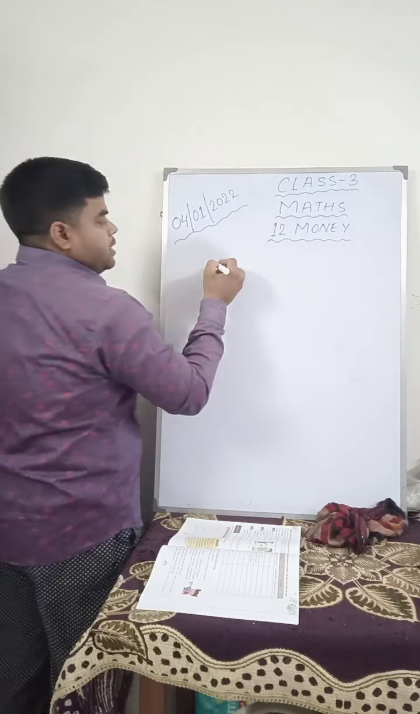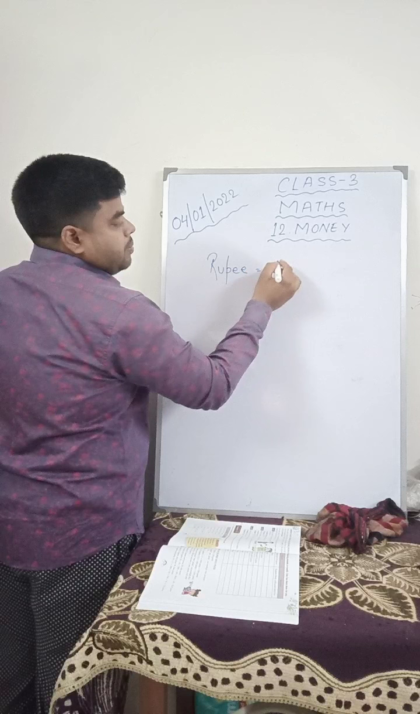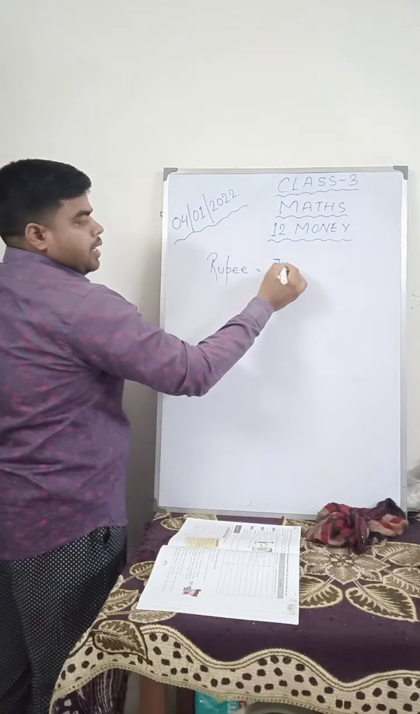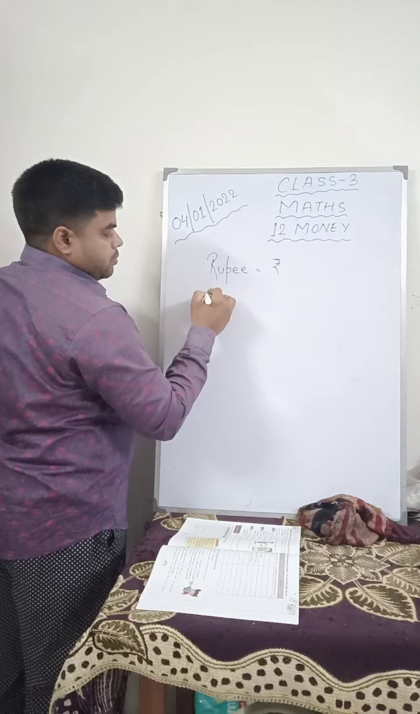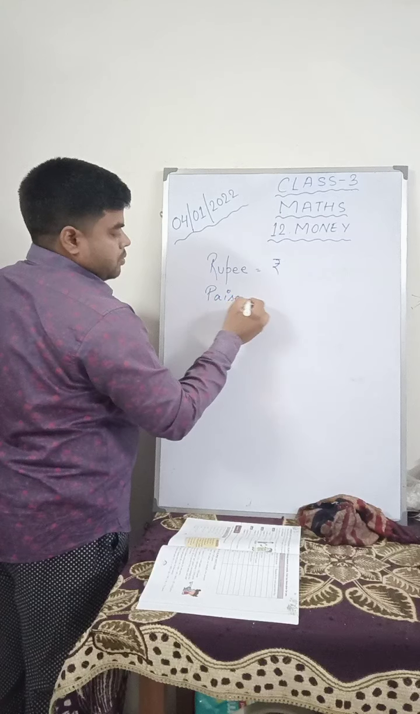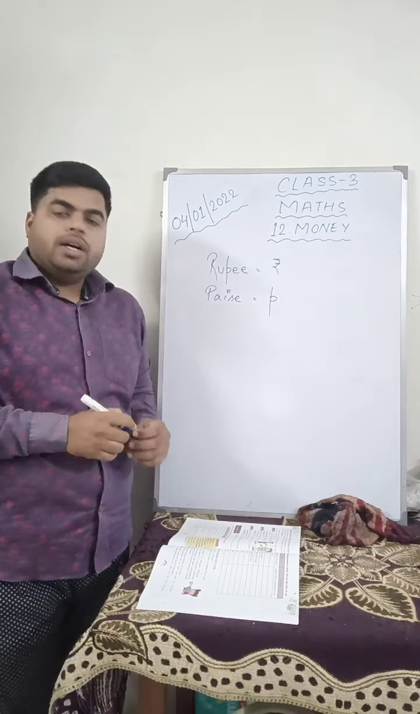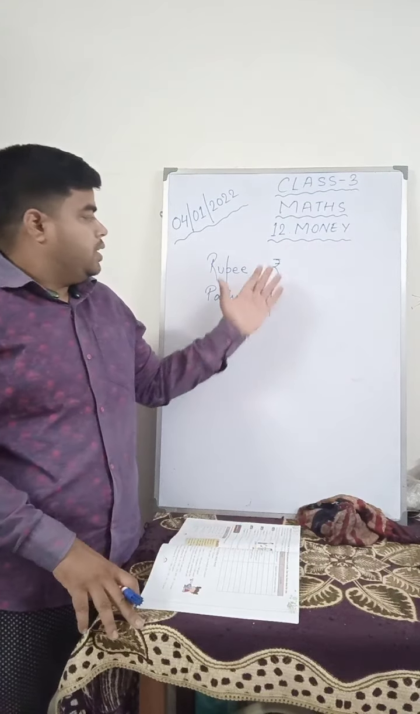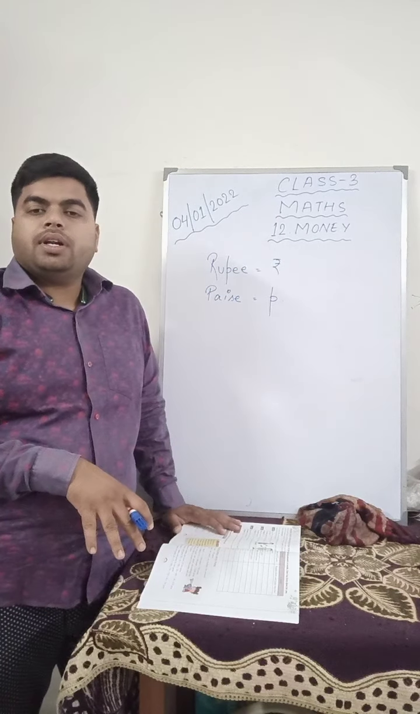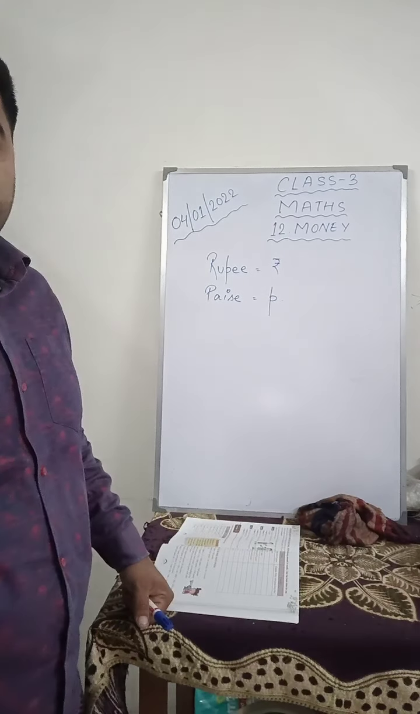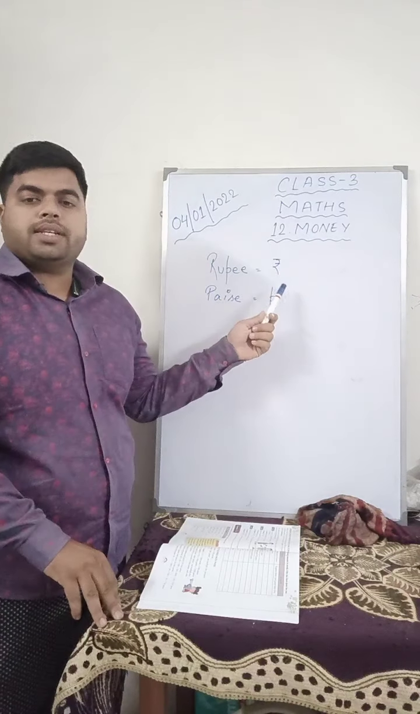One is the rupee, and the symbol of rupee is this, and the other is paisa, and the symbol is small p. Now we already know the symbol that is used for rupee and the symbol that is used for paisa, and this chapter is all about paisa. As I have told you, all of you are familiar with this word as well as the symbol.